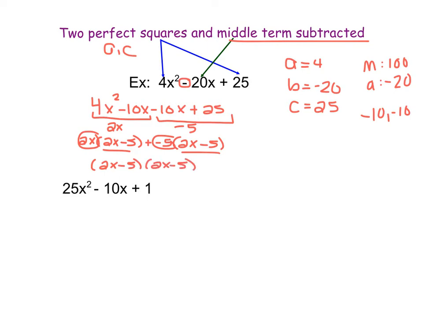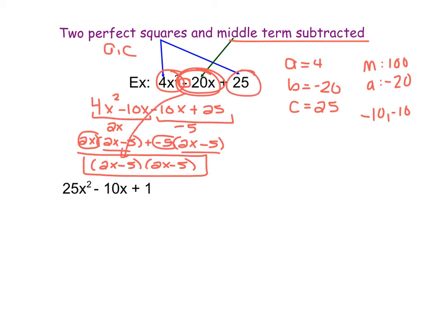So hopefully you're noting that this is pretty much the same process as the previous slide. We have an A value and a C value that are perfect squares, and then the only difference here is this negative middle term. And hopefully you're noticing that you can still square root A and get 2x, and you can still square root C and get 5. The only difference here is that we have a subtracting symbol in the middle of those two numbers this time instead of a plus sign.